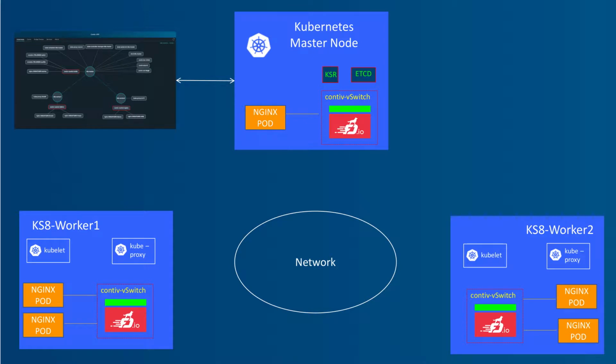vSwitches. Here's our 3-node network, a master and a couple of worker nodes. You can see that we have a vSwitch installed on each of the nodes. We've got several Nginx application pods connected to each of them. We're going to use this user interface to give you an idea about what it does and what it looks like. All right, let's get started.